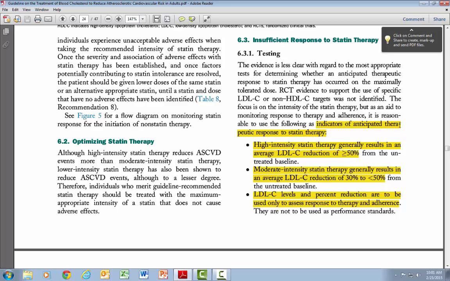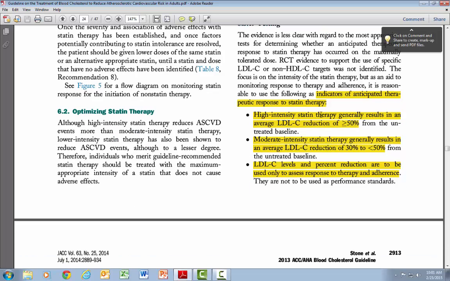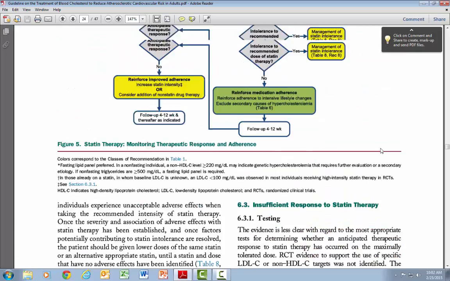As a summary, what are the indicators for therapeutic response? Well, if you are on high intensity statin, you should expect an LDL reduction of 50% or more. If you're on moderate intensity statin, you should expect an LDL reduction of 30% to 50%. And remember, you have to always monitor adherence.